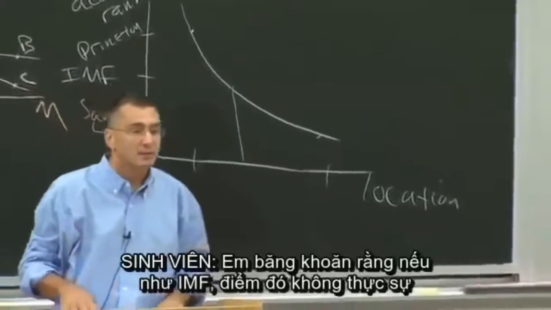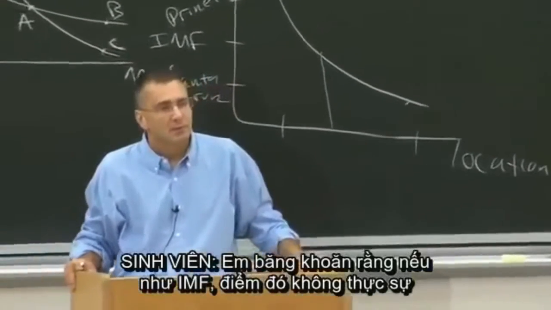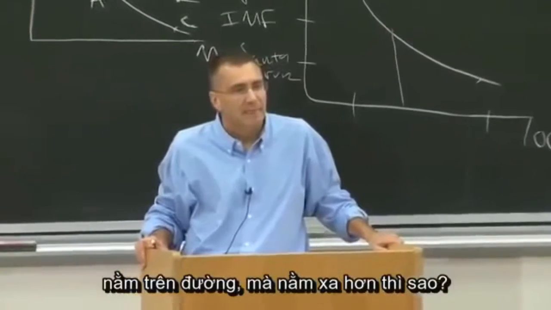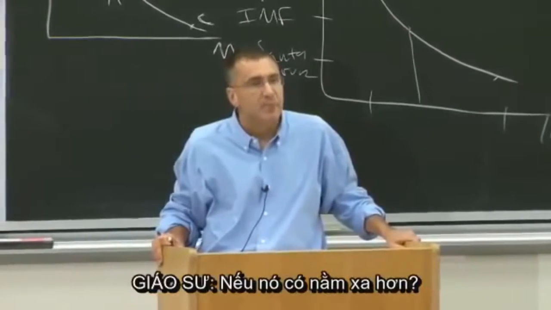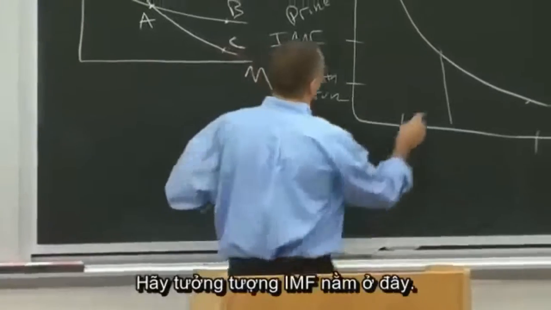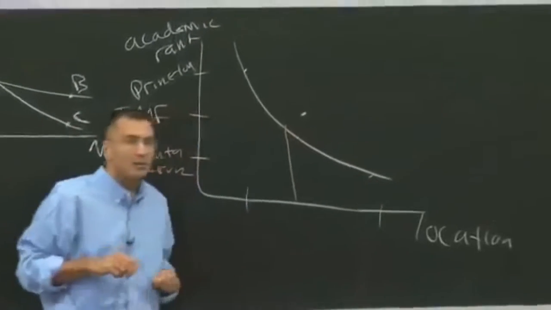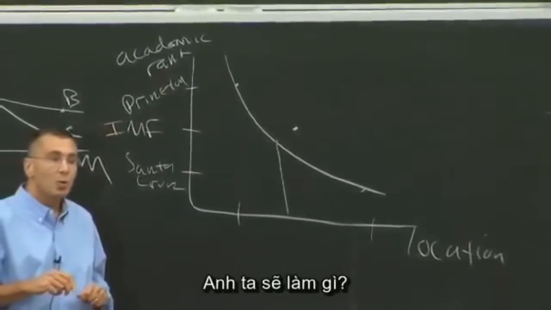Question in the back. I was wondering if the IMF point would actually be not on the curve, but further out? Great question. So imagine the IMF were here. Okay? What should he have done?